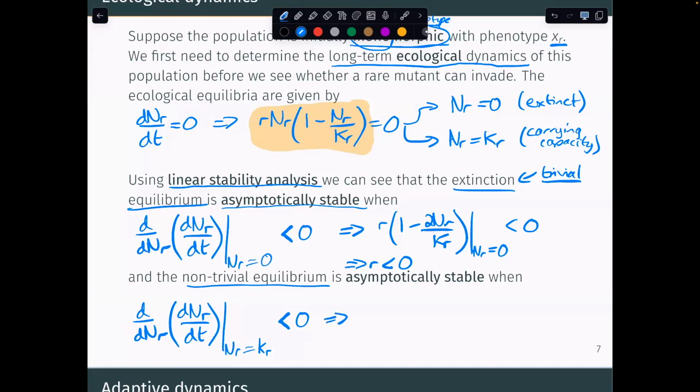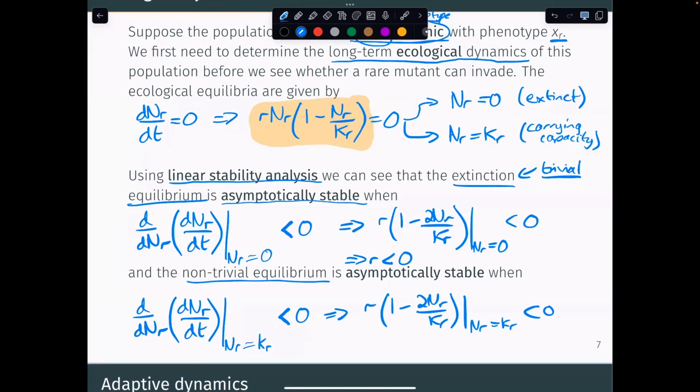When is this negative? Well, again, we have r times 1 minus 2nr over kr. When nr is equal to kr, when is that negative? We substitute in nr is equal to kr here, we're going to have 1 minus 2 in this bracket. So we end up with minus r has to be less than 0, or in other words, r has to be greater than 0. So this is our linear stability analysis.